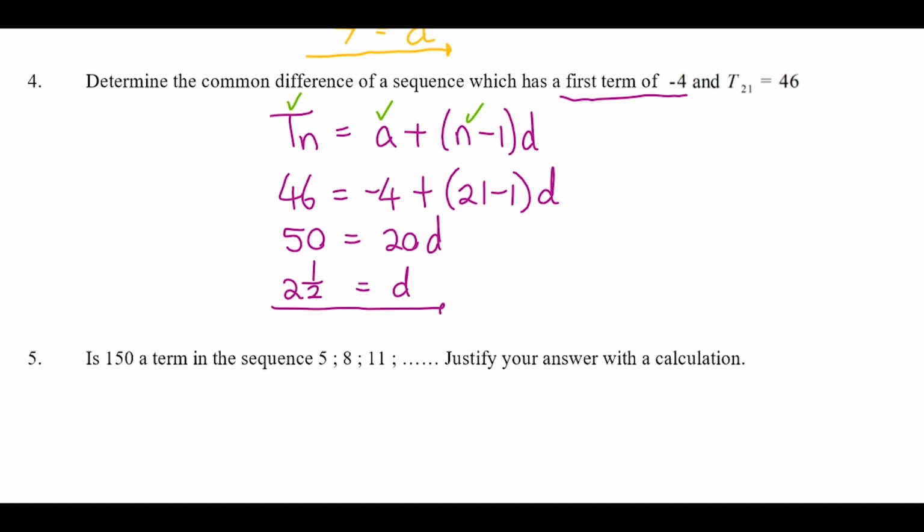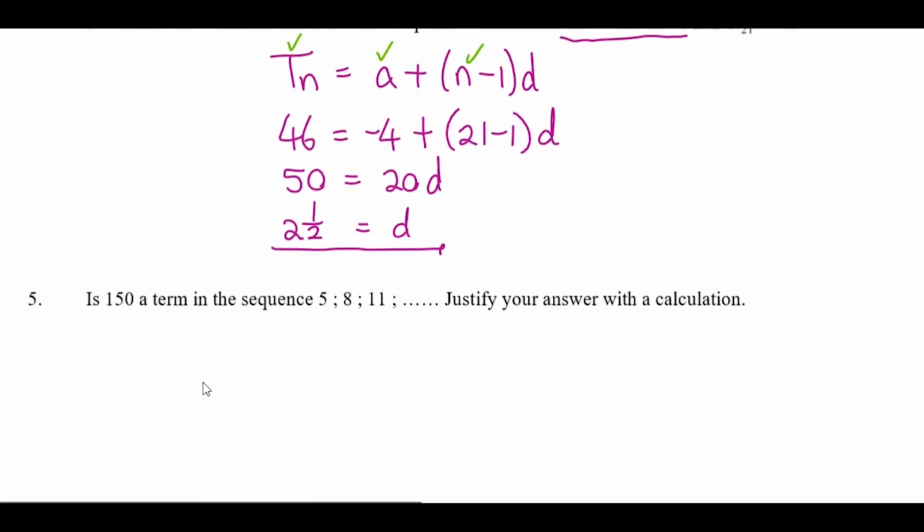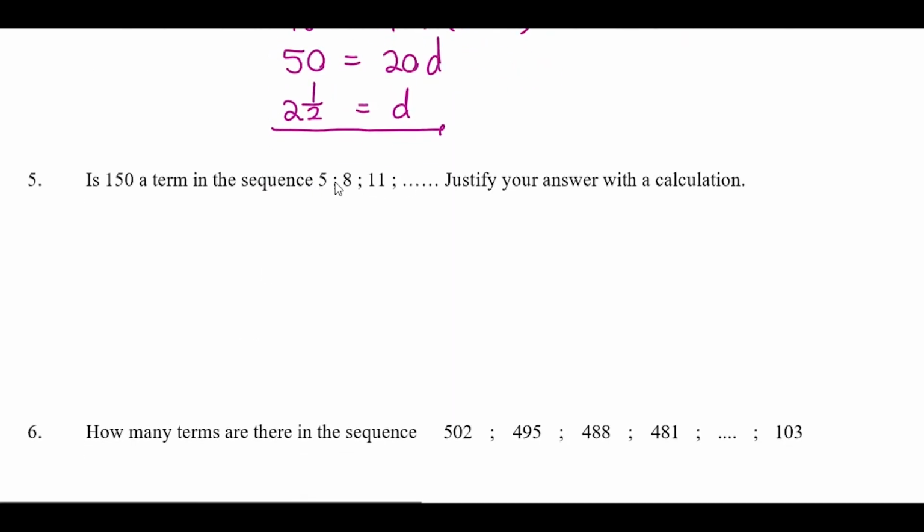Okay, the next question says, is 150 a term in this sequence? So what I could do is just carry on writing down all the terms and see if I get to 150. That would be quite tiresome and laborious. Let's rather try and do it with a formula. We know that Tn is a plus n minus 1 lots of d. I'm going to work out which number term is 150. So this is Tn, and I'm going to work out which value of n gives us that term. I know a and I know d, so I know this, this, and this, and I'm going to try and find n and see which number term it is.